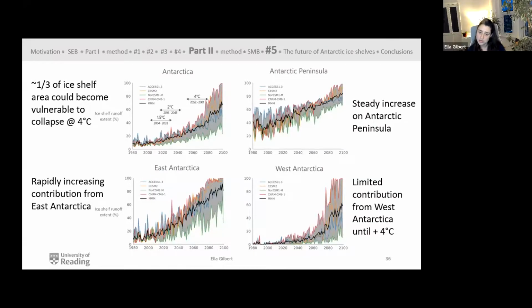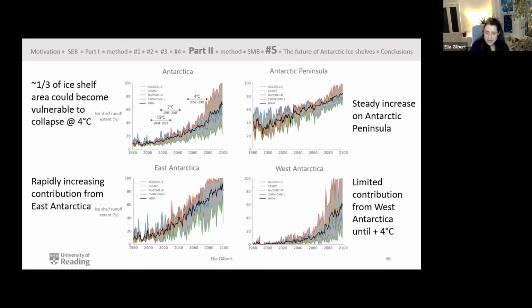Now, because we are interested in where ice shelves, or which ice shelves, are going to become vulnerable to destabilization by this hydrofracturing mechanism, we're looking at the spatial area. So here, all of these plots are time series of what I've called ice shelf runoff extent, but this is essentially the spatial area where runoff is occurring over ice shelves over time. And you can see in this first panel that I've indicated the rough 30-year periods where each level of warming is simulated, and that's the multi-model mean ones.